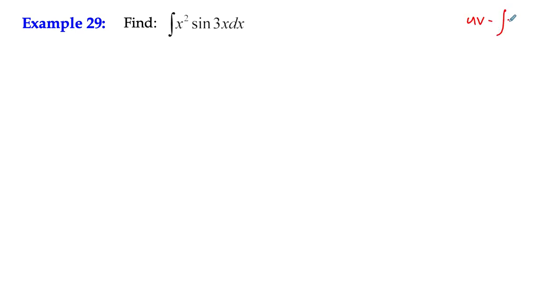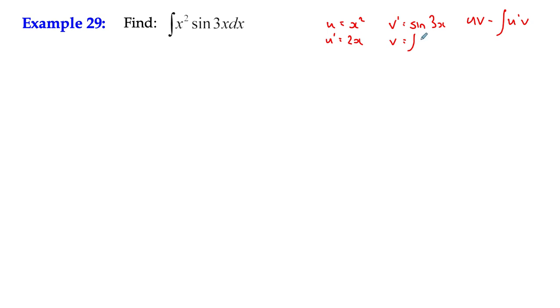Remember, we're looking at creating this kind of shape here. We need to nominate u and v dash. So let's do that. If we say that u is going to be our polynomial term, which is x squared, and v dash is going to be sine 3x, we go through the process of differentiating the first term and integrating the second term.